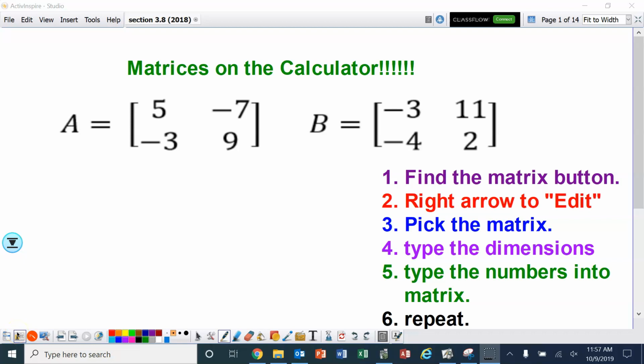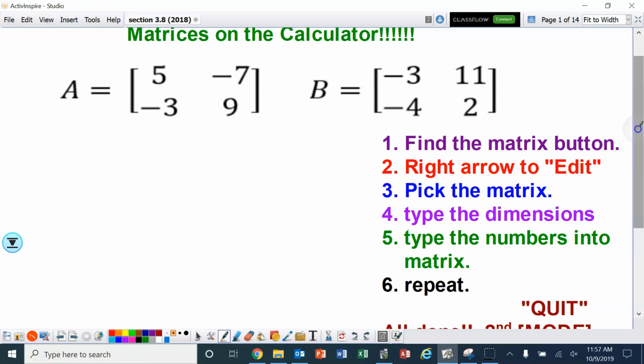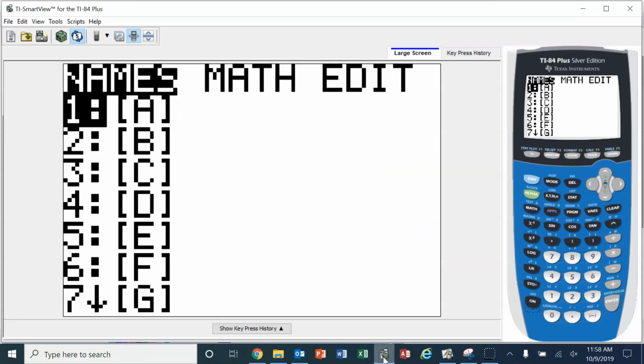All right, ladies and gentlemen, we are going to do section 3.8 today. In order to do that, we're going to need to understand how to do matrices on the calculator. So on the side here, we can see the steps. First, we're going to find the matrix button on our calculator.